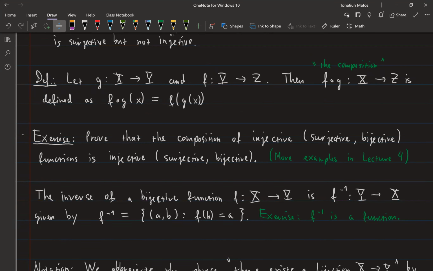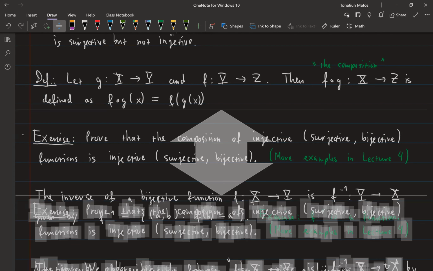And I won't make any particular examples with this because I don't think there's need for that.